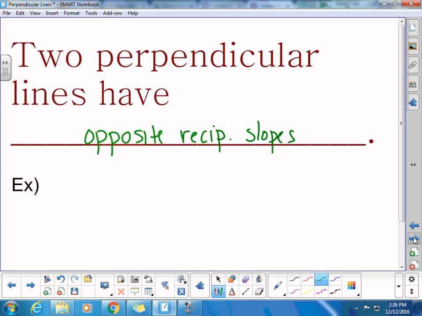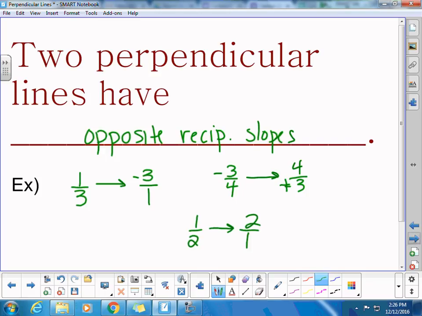For example, let's say 1/3. What you're going to do is you flip it over to 3 over 1, and I switch the sign. So if I have negative 3/4, I'm going to flip it over and then change that sign. So now it's positive 4/3. If I have 1/2, I'm going to flip it over and change the sign, which would just be 2. So you flip the fraction over and change it from a negative to a positive or a positive to a negative. So, opposite reciprocal slopes.